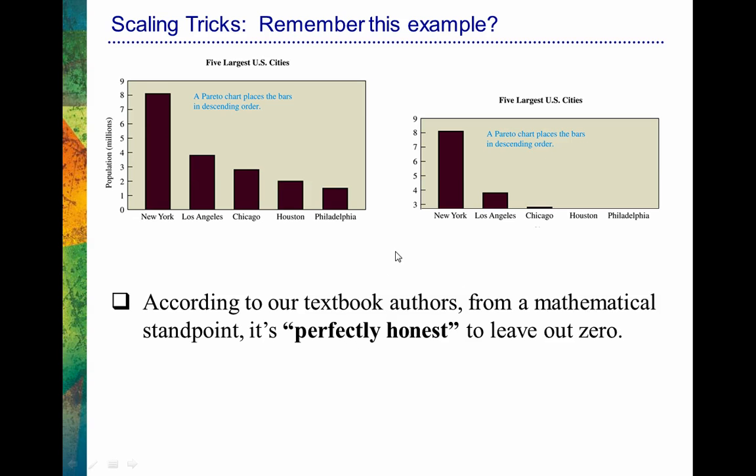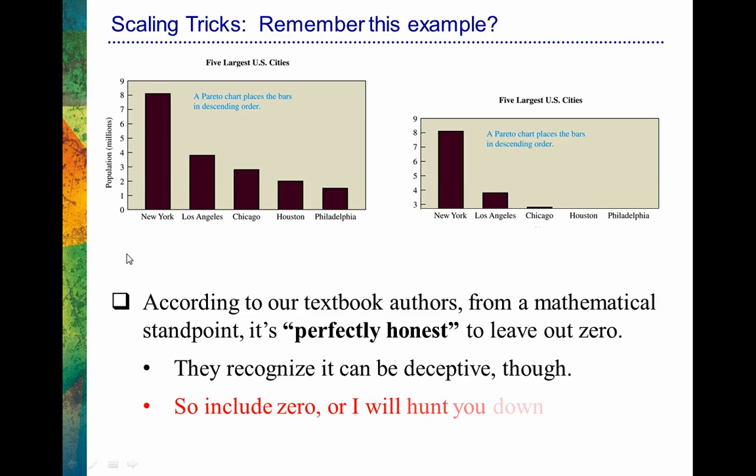And it's perfectly honest to leave out that 0 point. That said, they do recognize that it can be deceptive. And I'm going to stand by what I told you before, and that is that if you want to create a chart and you want to do it in a fair way, and you don't want to be criticized for the way you do it, you should probably include that 0 point, because now the bars are represented proportionally.